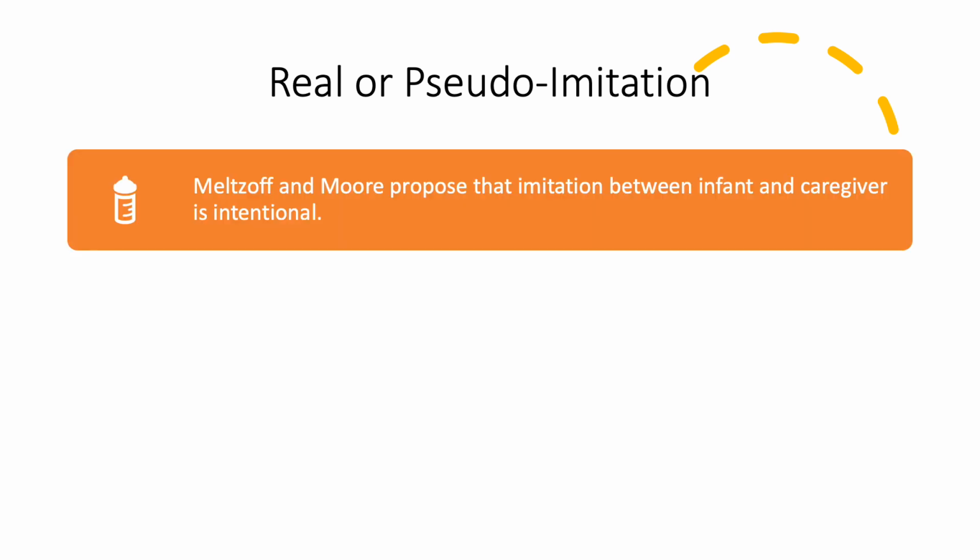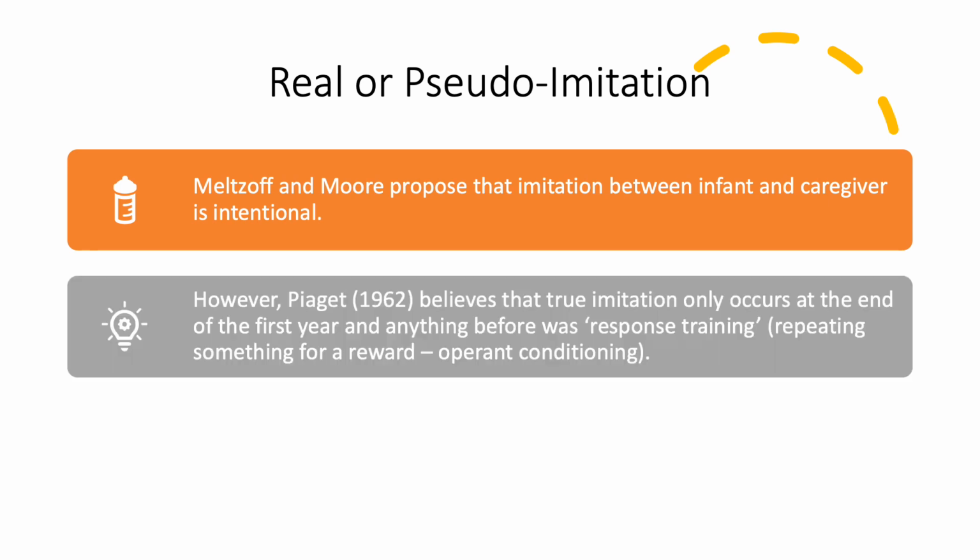Our third and final key term is this idea of imitation. So we all know that imitation means to copy behaviour, but we want to investigate whether the imitation that babies do is real or if it's pseudo. So pseudo means fake. So again, Meltzoff and Moore proposed that imitation between infant and caregiver is intentional. It's real, it's innate. They believed that we were born with the ability to imitate.